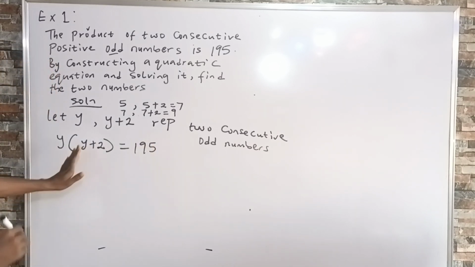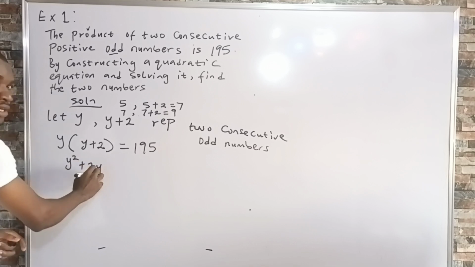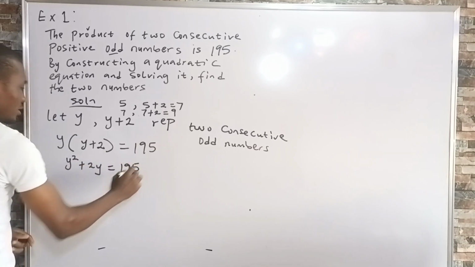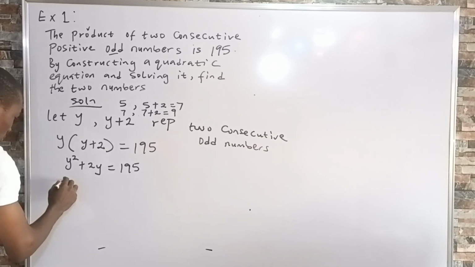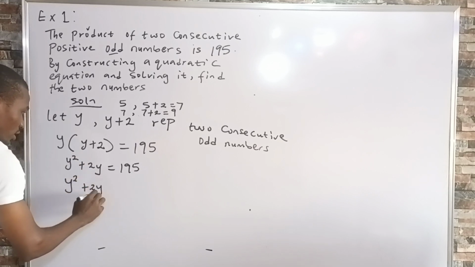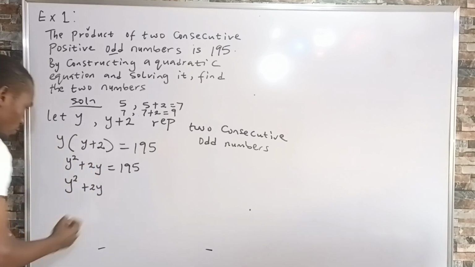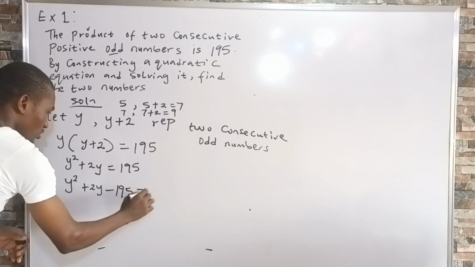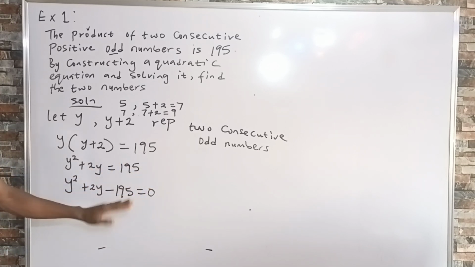So this is typically what you are supposed to do. Let's open up the bracket now. Y times y is going to give us y squared. Y times plus 2 is going to give us plus 2y, and that is now equal to 195. Then the second thing is this. Looking at this, you can see that it's already looking like a quadratic equation. To complete it, you can put it in this form: y squared plus 2y. If we take 195 to the left hand side of the equation, it will be negative 195, and that is equal to 0. Or you subtract 195 from both sides of the equation, and you get this.